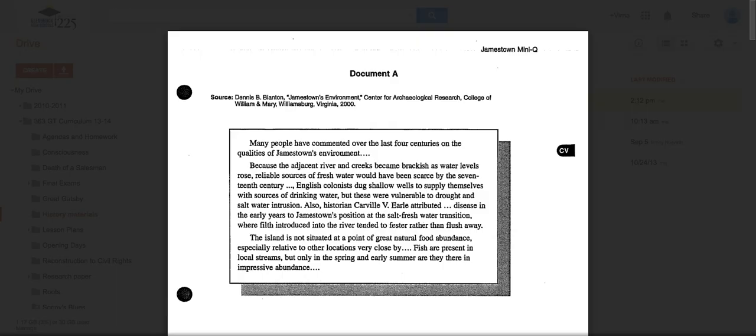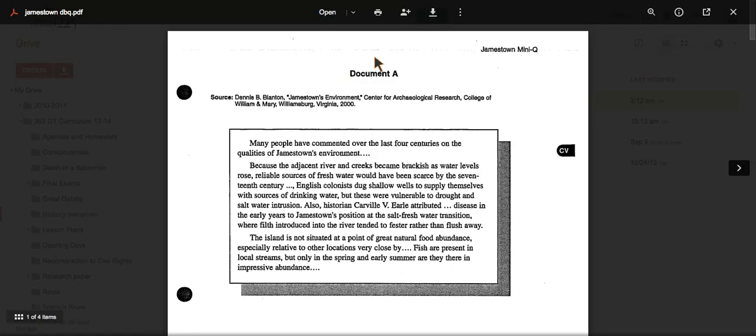Jamestown is obviously something we've already studied, so we chose these documents to model for you. So if the question you're thinking about is, why did so many colonists die at Jamestown? Each document you look at somehow is going to help you answer that question in an essay later on. As you're looking at each of the documents, the first thing you need to do is look at what kind of document it is. In this case, document A looks like an excerpt from some sort of book or a journal.